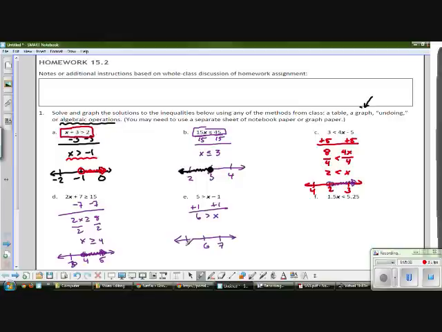Looks like we're looking for an open circle at 6 because of the exclusive sign. And we're looking for x's to be smaller than 6, which means I'm shading to the left.